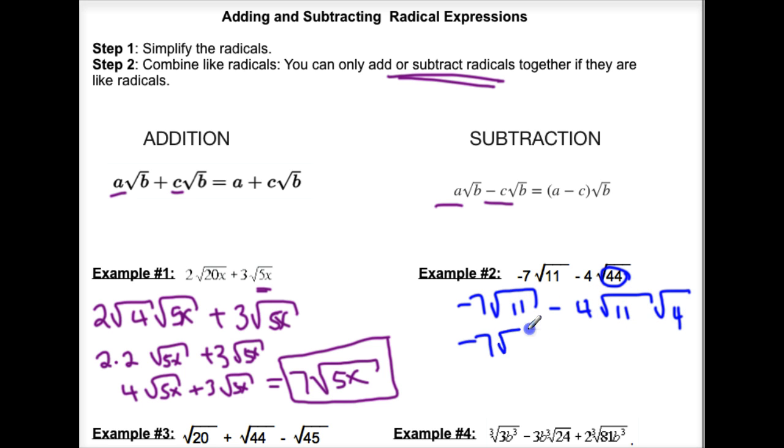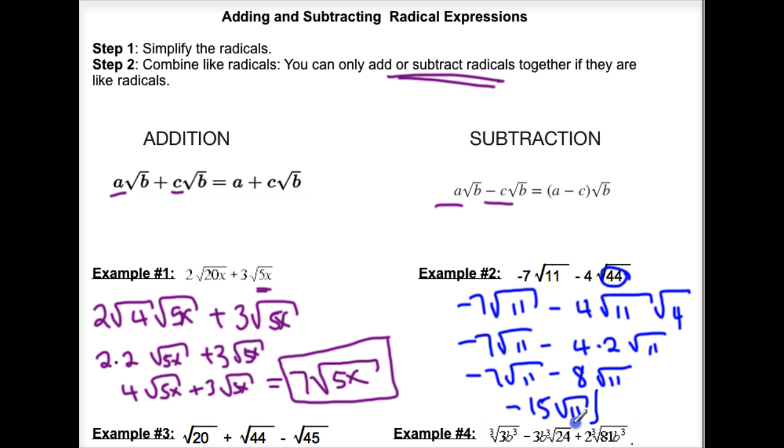Negative 7 square root of 11 minus 4 times the square root of 4, which is 2, radical 11. This becomes 4 times 2 is 8, my radical 11. So negative 7 minus 8, which is something that looks like our subtraction up here, becomes negative 15 radical 11. That's my final answer. Alrighty.